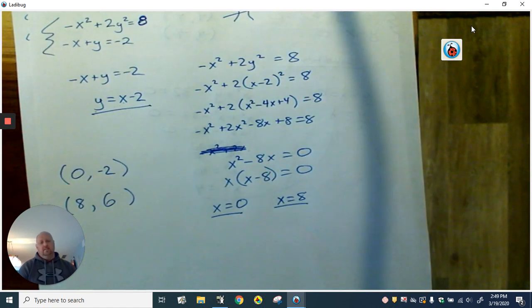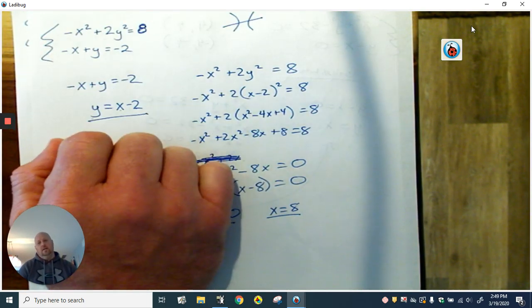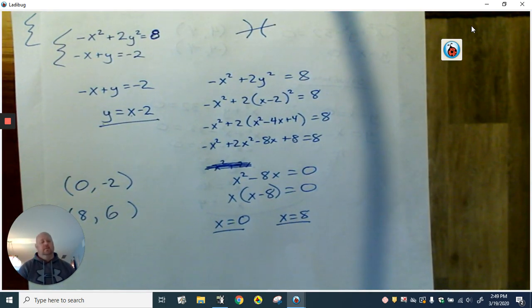Okay, so that's the substitution method. I highly recommend the substitution method anytime you are dealing with one conic section and a line. I think that substitution method is the best method to go there.